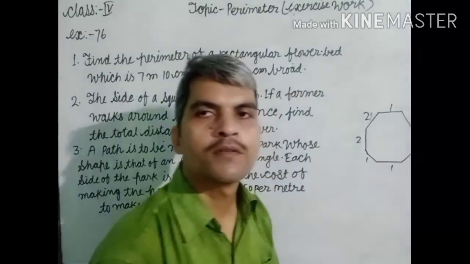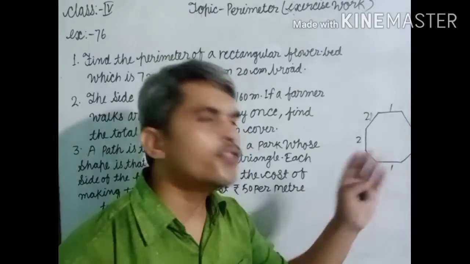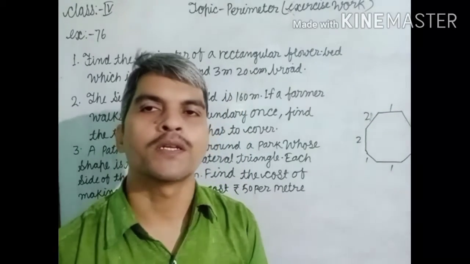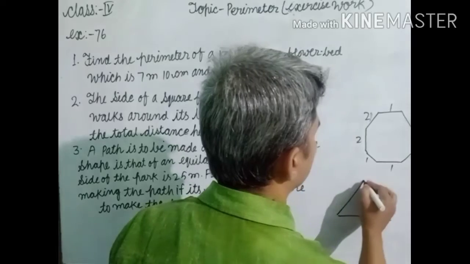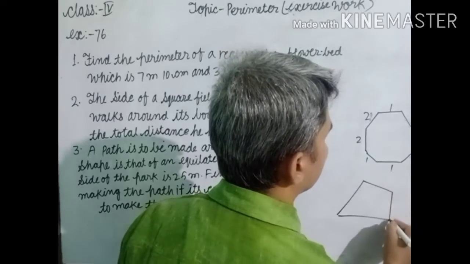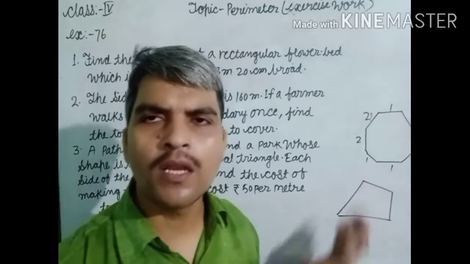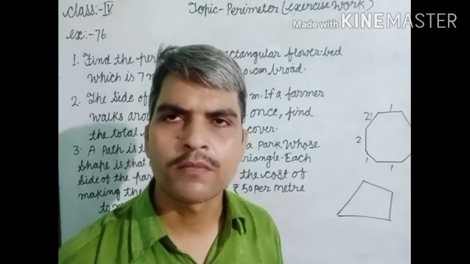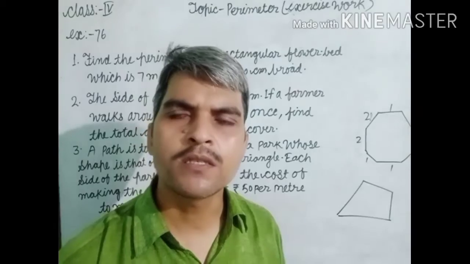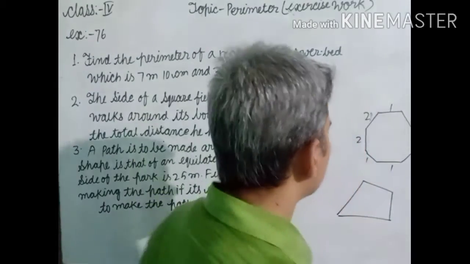Dear students, find out the total length of the given figures. Suppose such type of figures are given. Find the perimeter. That means add the total length of the boundary. This is the perimeter. The units of perimeter are meters, centimeters. Okay.